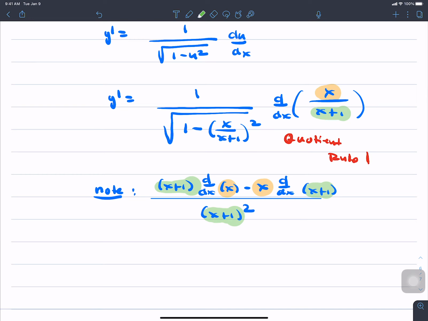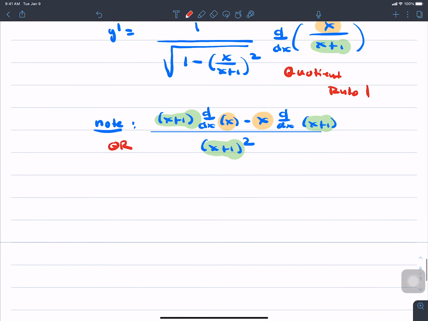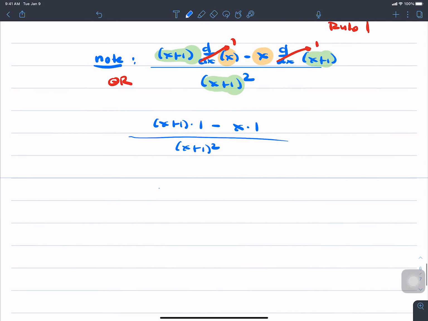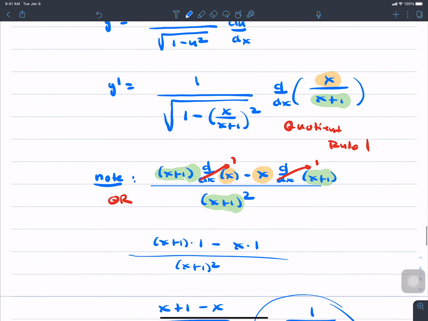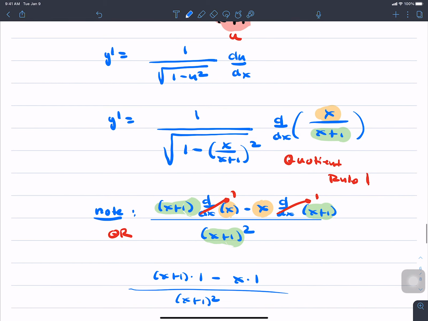So that's the quotient rule portion. QR for quotient rule. So this derivative here is 1, and this derivative is 1. So you get x plus 1 times 1 minus x times 1, everything over x plus 1 squared. So I get x plus 1 minus x over x plus 1 squared, which is 1 over x plus 1 squared. So this is the chain rule portion here that involves quotient rule. So that's 1 over x plus 1 squared. So we're going to replace that up here.